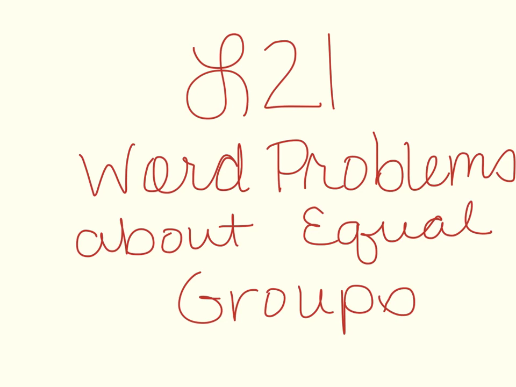Now, word problems about equal groups are usually going to be multiplication problems that we may have to solve with division. So again, those inverse operations will work together, especially as we look at word problems about equal groups. Now let's just get down the basic format of an equal groups pattern.